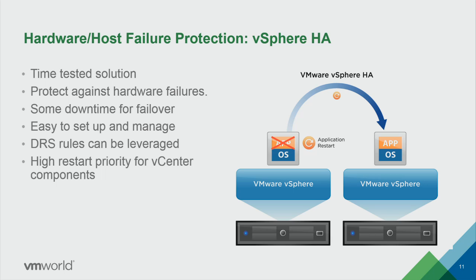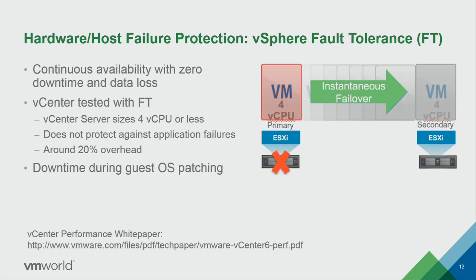The other thing about vSphere HA is that we can also leverage DRS. Let's say there's a major failure, we want to make sure that the restart priority for the vCenter server itself is high, so that it's one of the first things that comes up after a failure, right?